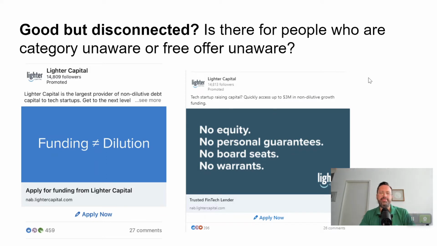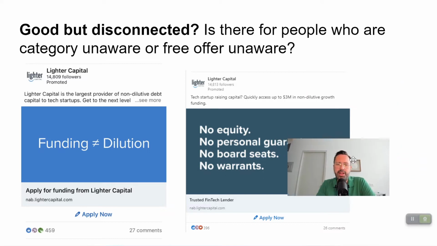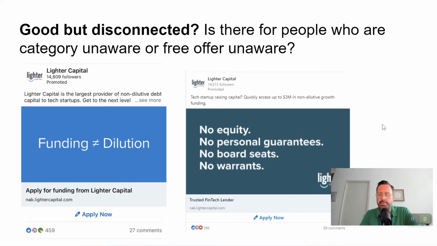Now, I don't have the data on how successful that is, but I would say that's a very common mistake that companies make. The disconnect between are you trying to make people aware of the problem or the category versus are you trying to get people to sign up? Let's treat those things differently.